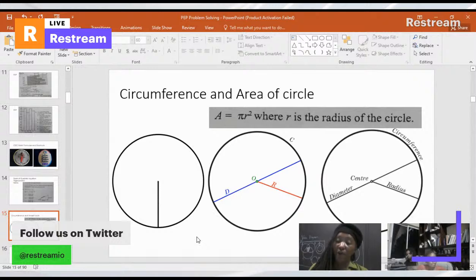So the formula says if we want to find the area of a circle, we square the radius and multiply it by pi. Now, what is pi?